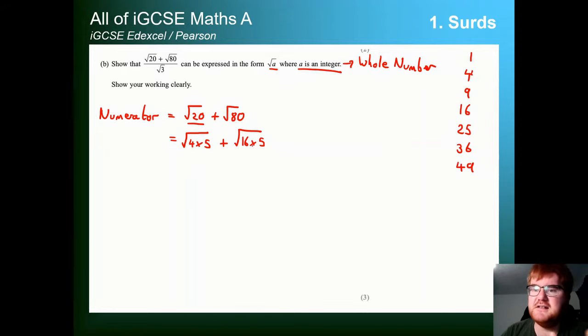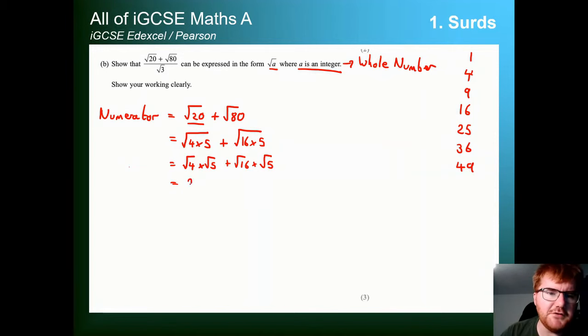Again, you can check that 16 times 5 is equal to 80. And then we separate this out. So we have root 4 times root 5 plus root 16 times root 5. And we already worked this one out. So this became 2 root 5.